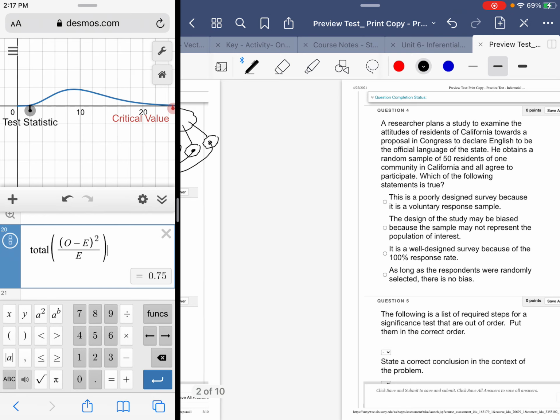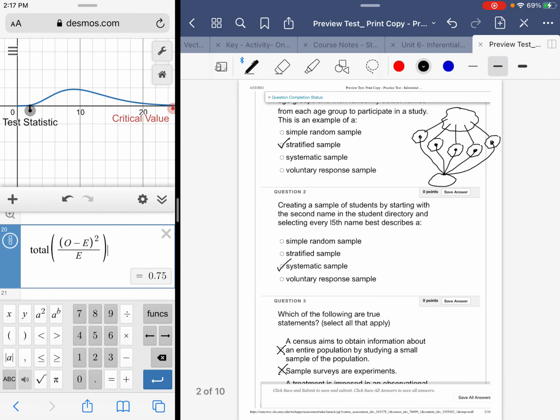All right, it does get cut off the rest of the way. The next one is a treatment is imposed in an observational study. Definitely not true. And so that would be none of the above. All right, so none of these.